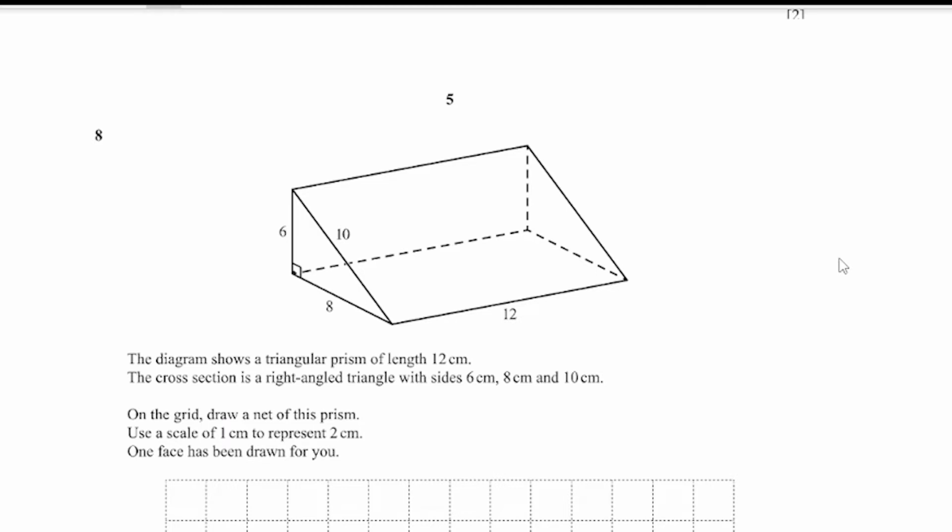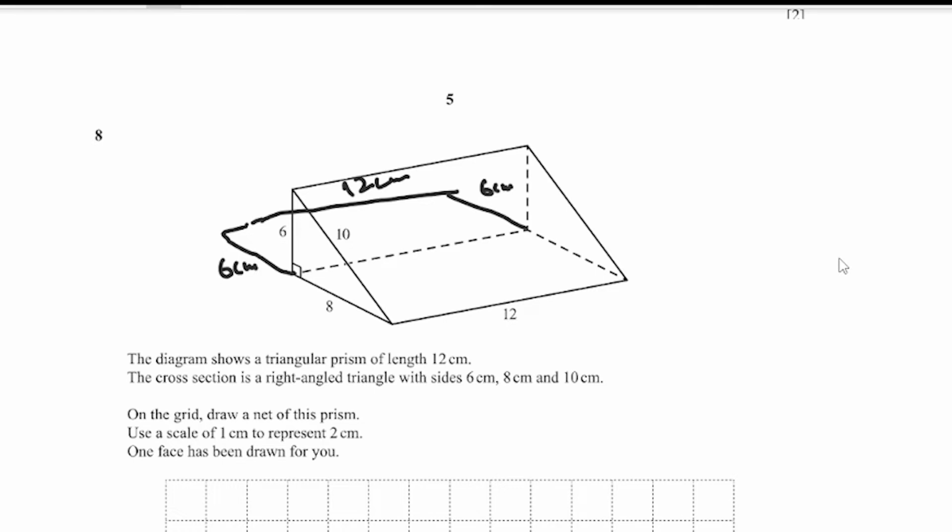6 centimeter, then 8 centimeter, and this is equal to 6 centimeter. Here also we need 6 centimeter. Now join this. And this is equal to 12 centimeter.